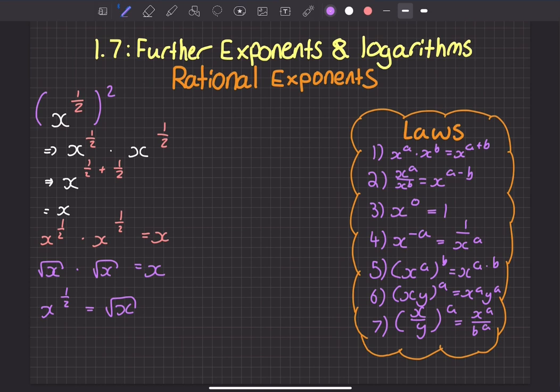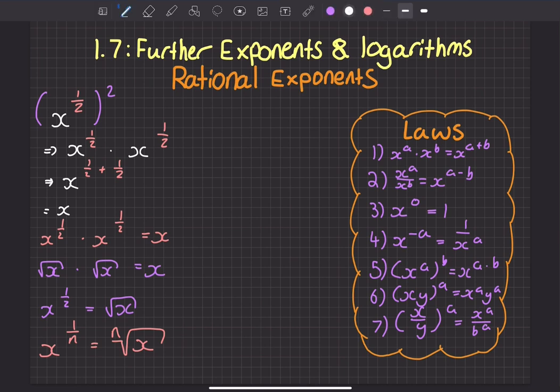And we can put this in more general terms. We can say that x to the power of 1 over n equals the nth root of x. So if this here was a 3, this would be 3. If this was 10, this would be 10. It's that simple.